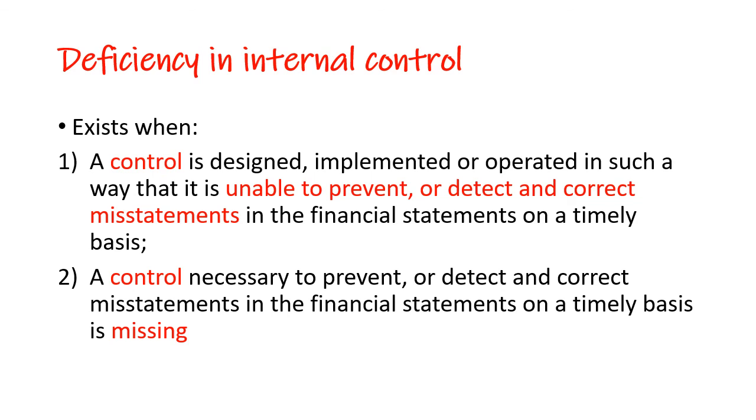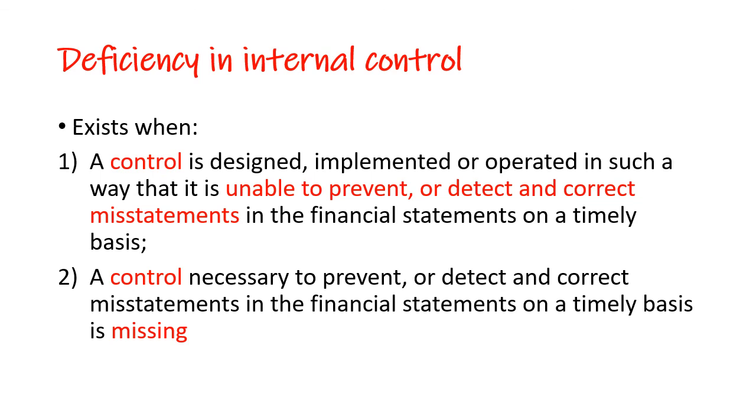So a significant deficiency in internal control is a deficiency or combination of deficiencies in internal control that, in the auditor's professional judgment, is of sufficient importance to merit the attention of those charged with governance. So the auditor should determine whether, on the basis of the audit work performed, the auditor has identified one or more deficiencies in internal control.